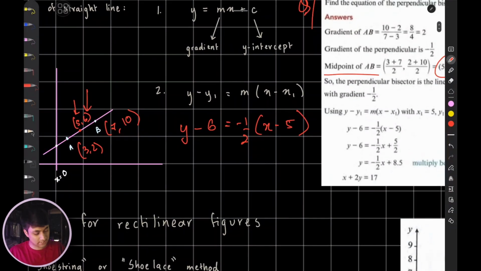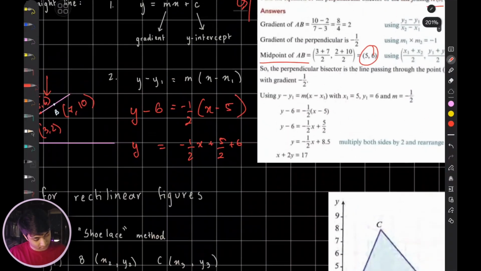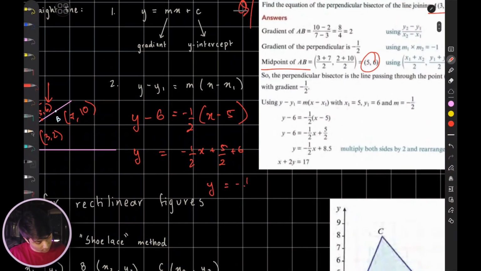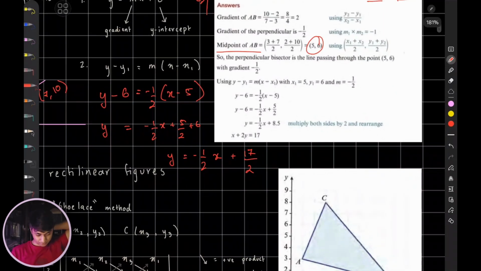Now can we simplify this? Yes, we can. Y is equal to minus half x, positive 5 by 2, plus 6. Now when you simplify this, it's probably going to be minus half x plus 17 by 2. Fair enough. So you can also further simplify this and take both the 2 to the other side. Oh, sorry, they took the x to the other side. So 2y plus x is equal to 17.